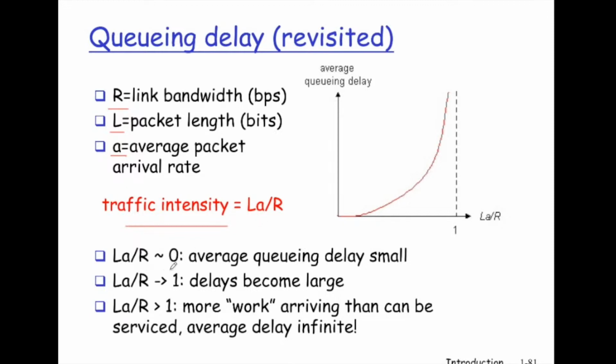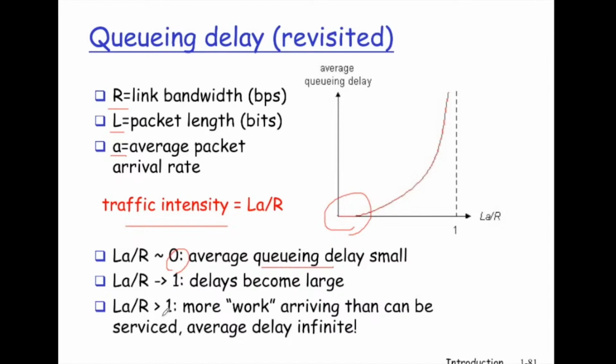So when that quantity is close to 0, that means incoming rate very low, outgoing rate very high. Then no bits really need to wait. So queuing delay very small. And it's depicted here. When LA divided by R is very small, queuing delay also very small. The other extreme is here.